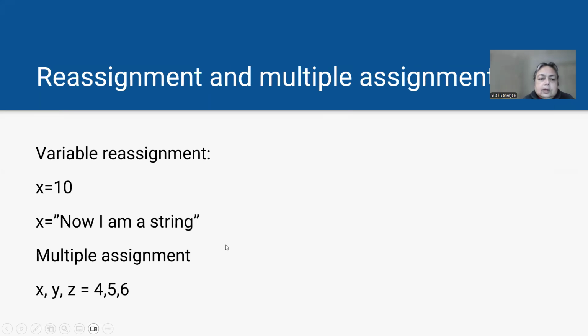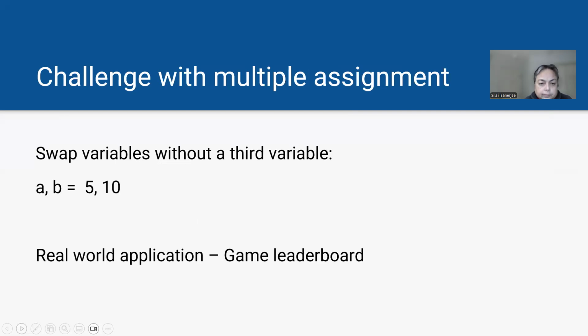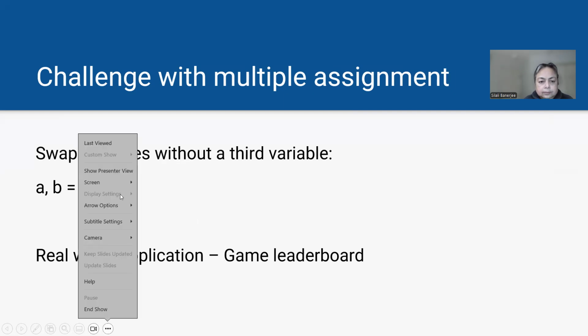Okay, so we can reassign values to a variable. I can start with x equals 10, and then I can say now I am a string, and x will become that, and 10 will be erased. We can assign multiple values to multiple variables in one line, which we cannot always do in other languages. Now here's an example of multiple assignment. Maybe let's do that again.